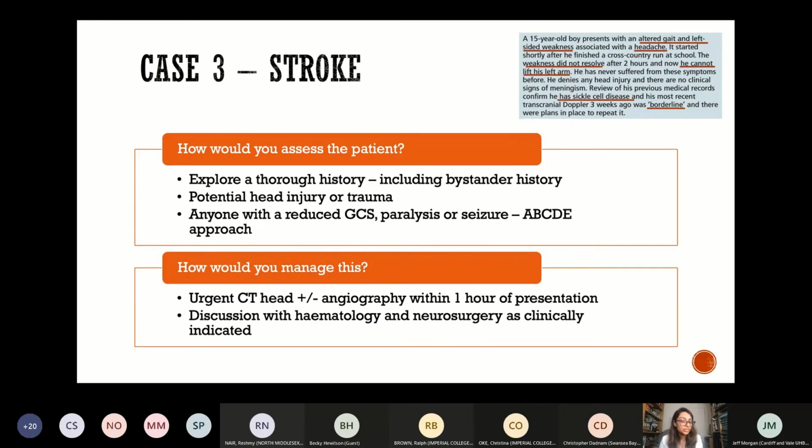In terms of assessing the patient, you want to explore a thorough history. So this includes a bystander history. Try and make sure you get as much information as you can about things like head injury or trauma. Anyone who presents with a reduced GCS, paralysis or seizure, you go back to your ABCDE approach and manage them from there. In terms of imaging, you want to try and get an urgent CT head plus or minus angiography within an hour of their presentation, depending on where you are and what the services are. And you want to discuss with haematology and neurosurgery as clinically indicated by the presentation, and do that early on.